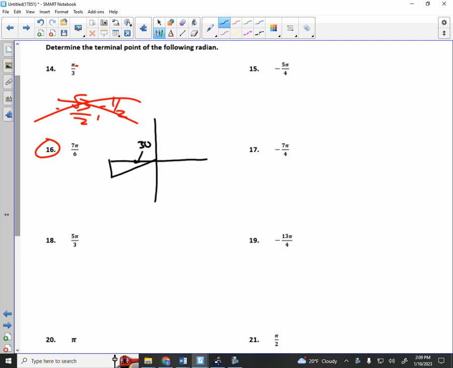So you have what kind of triangle? A 30, 60, 90. So what is going to be the short side? A half. And what's going to be that side? Root of 3 over 2. So you see how I very quickly came up with negative root of 3 over 2 and negative 1/2?